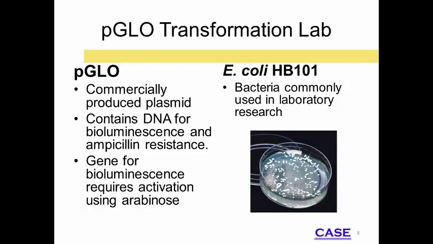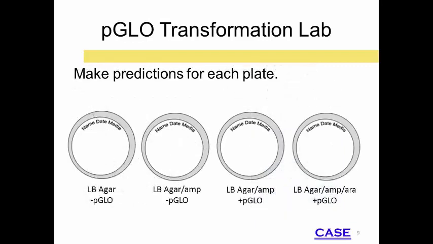The E. coli strain HB101 is a benign bacterial strain, not to be confused with the more dangerous strains. E. coli HB101 is widely used in research. Non-transformed E. coli HB101 will not survive in the presence of ampicillin, a common antibacterial agent. In the media you prepared, you have various combinations of agar, ampicillin, pGLO plasmids, and arabinose.